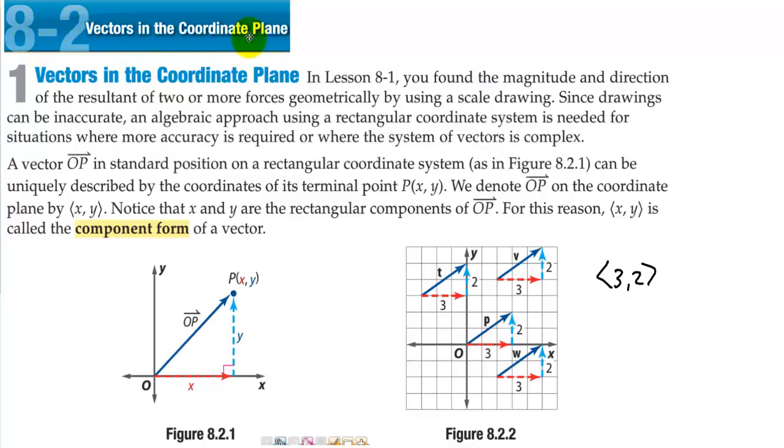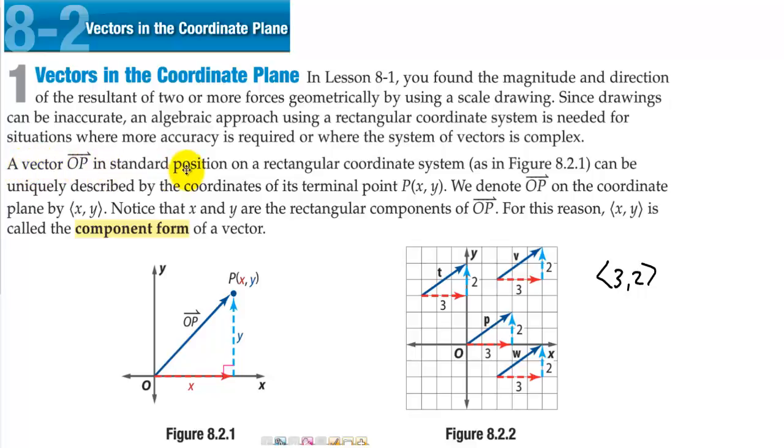Section 8.2, Vectors in the Coordinate Plane. In Lesson 8.1, you found the magnitude and direction of the resultant of two or more forces geometrically by using a scale drawing. Since drawings can be inaccurate, an algebraic approach using a rectangular coordinate system is needed for situations where more accuracy is required or where the system of vectors is complex.